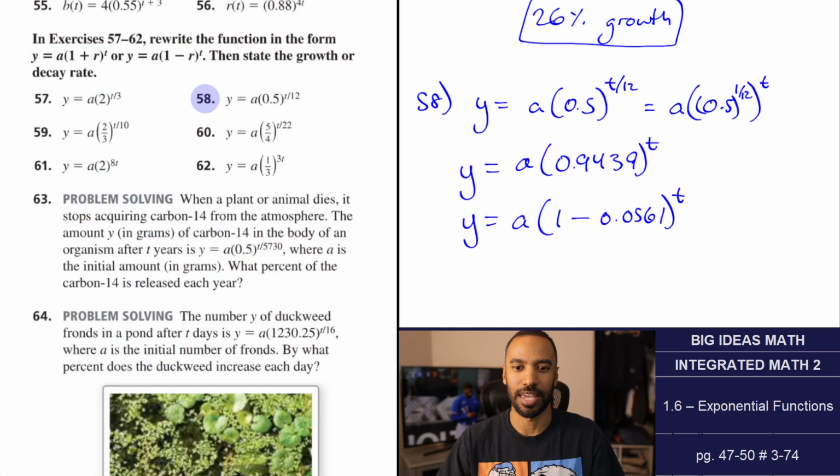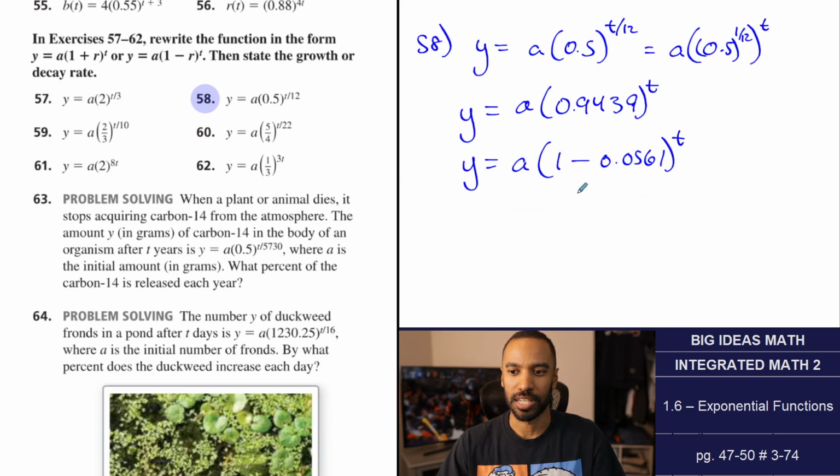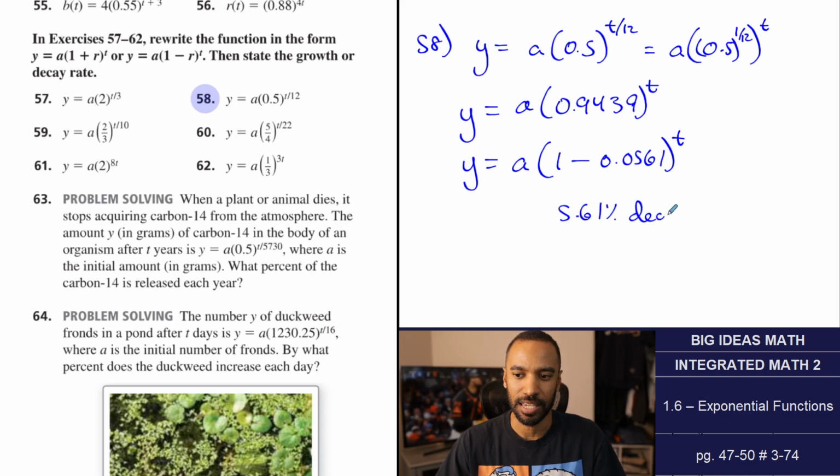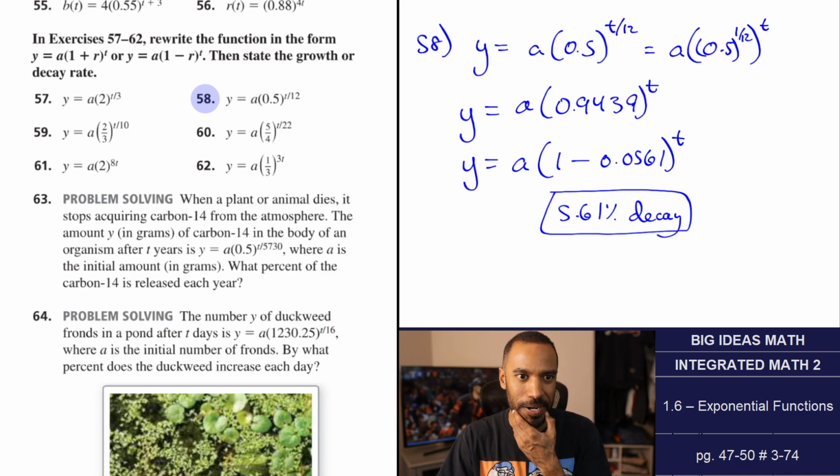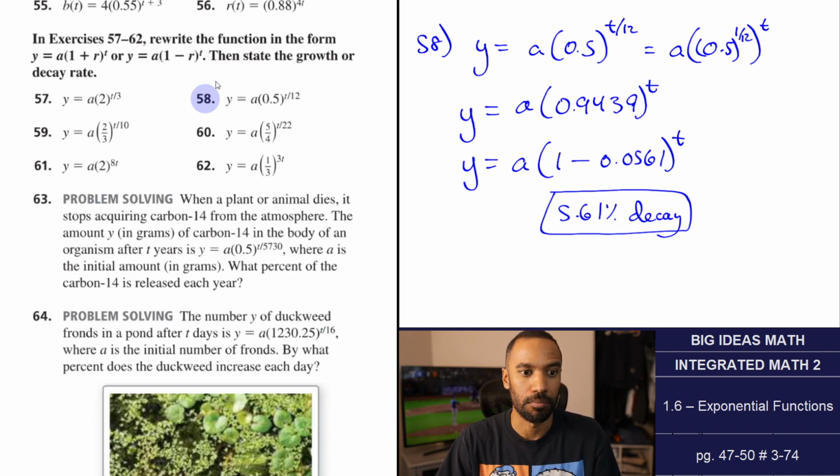So it looks like that now. That makes it this much decay. That's 5.61% decay. So that's what we're doing off that. And we might have to do that more and more.